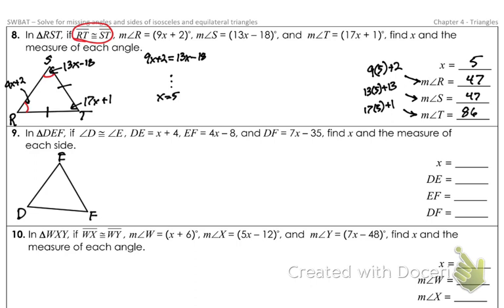They tell you that D is congruent to E. And they tell you DE equals x plus 4. They tell you EF is 4x minus 8. And they also tell you that DF is 7x minus 35.